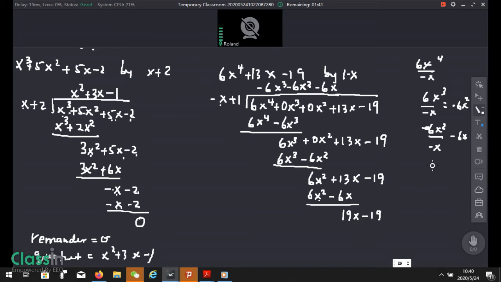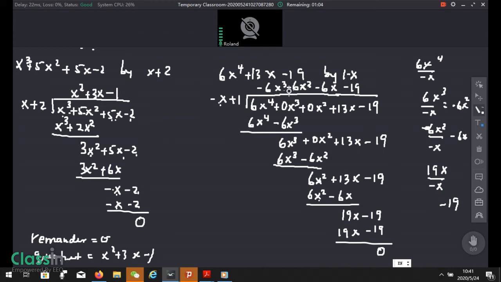We can still divide because this 19x can still divide by negative x. That will give us negative 19. So we have negative 19. We multiply negative x plus 1 by negative 19. Negative x times negative 19 becomes positive 19x. 1 times negative 19 becomes negative 19. When we subtract, 19x minus 19x is 0. Negative 19 minus negative 19 is 0.